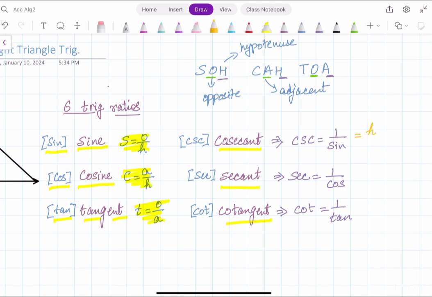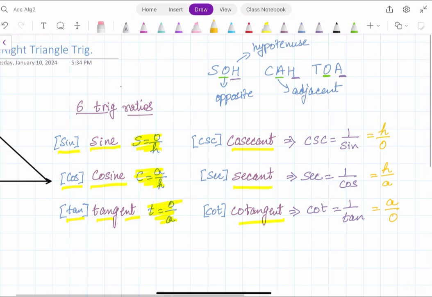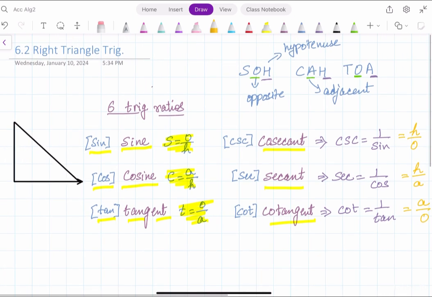So we can write these ratios down. Cosecant is hypotenuse over opposite. Secant is hypotenuse over adjacent, and cotangent is adjacent over opposite. So these are the 6 trig ratios.